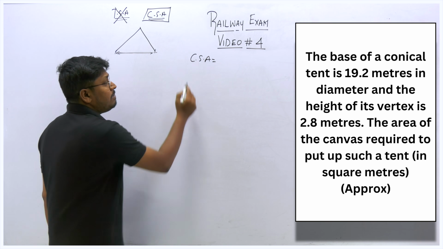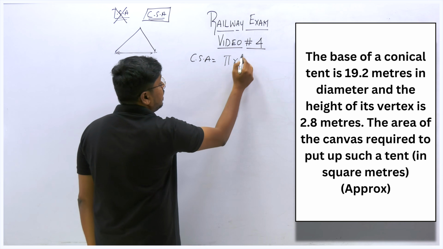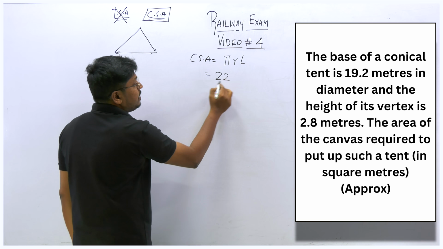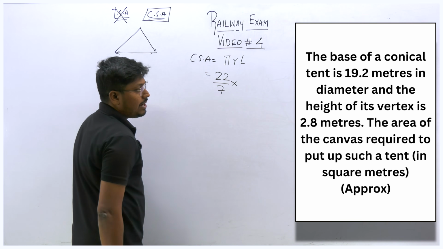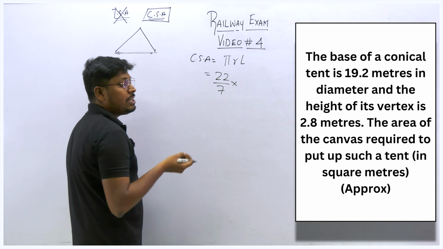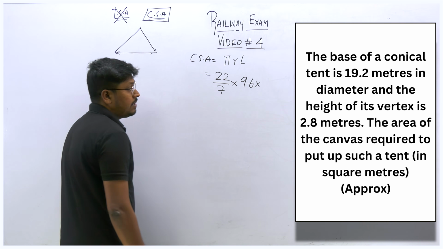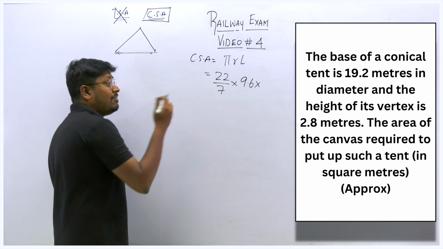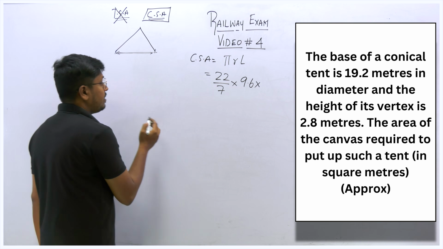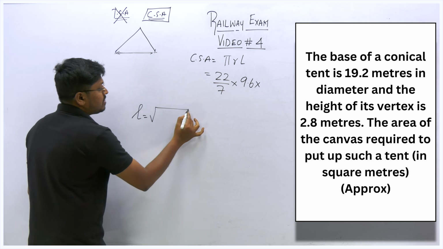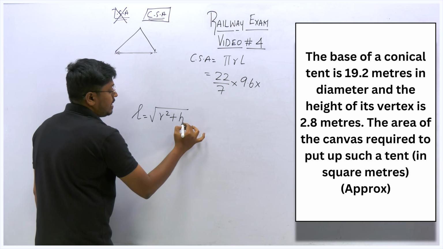So CSA is the curved surface area, pi R L. Pi will be 22 by 7. What about the radius? The diameter is 19.2, so the radius is half of it, 9.6. And next is L, the slant height, which is not given in the question. So slant height will be square root of R square plus H square.